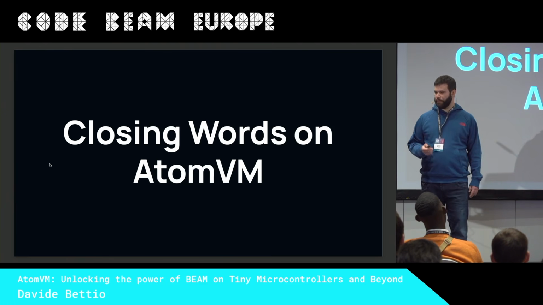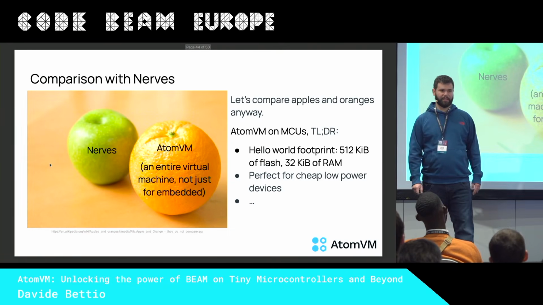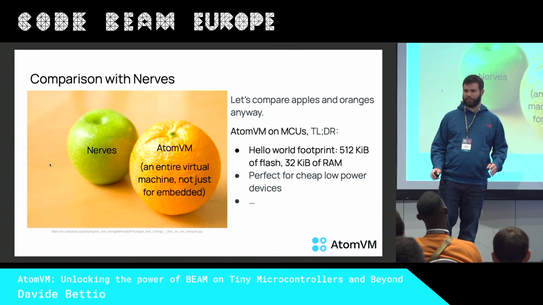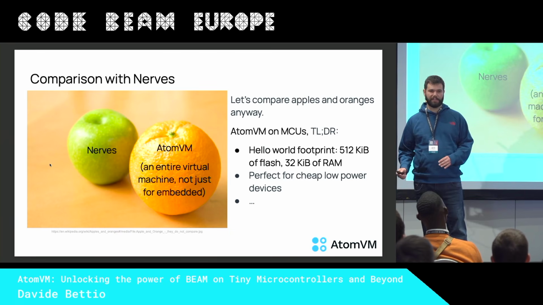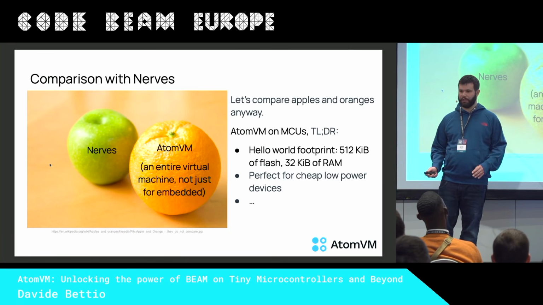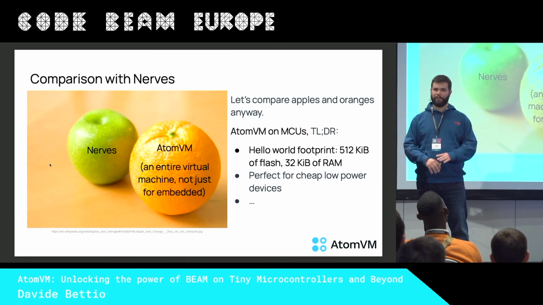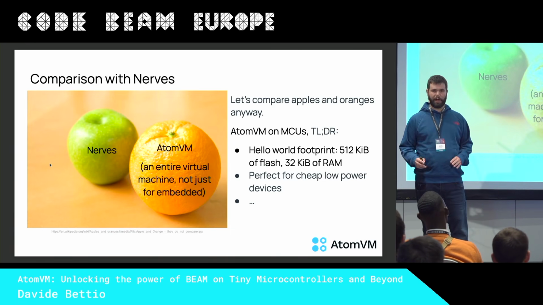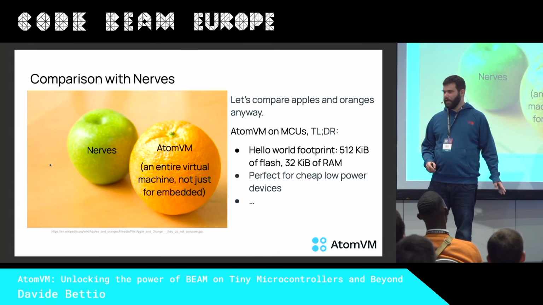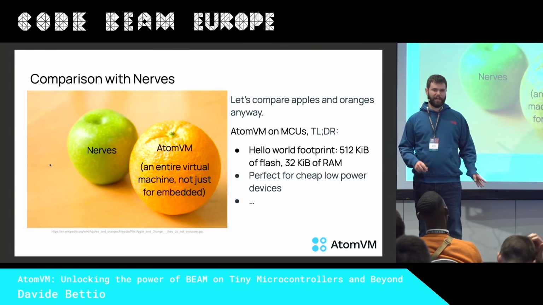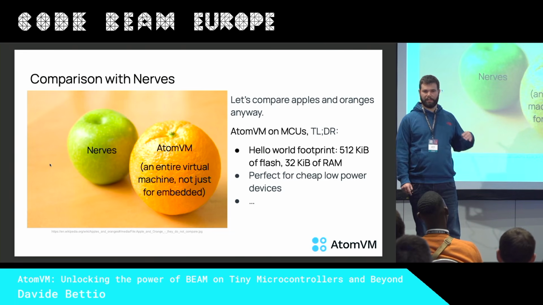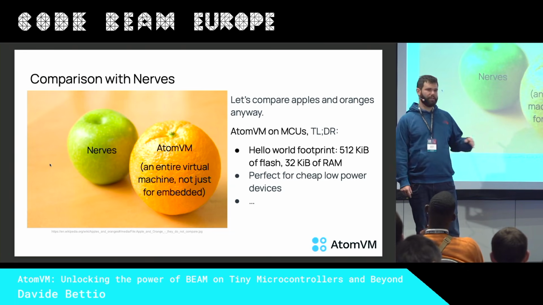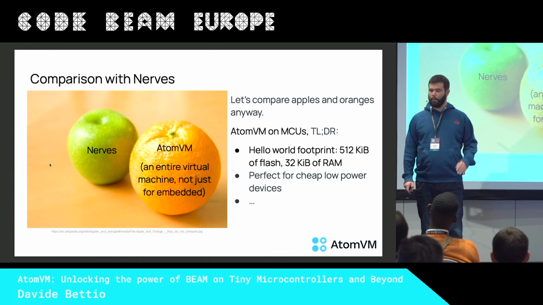And there is a kind of recurring question: what is the difference with Nerves? Well, it's a kind of apples and oranges comparison, because on the AtomVM side, you have an entire virtual machine, not just a framework or some tooling. You have an entire virtual machine. But still, if we want to do this comparison on the embedded side, we have to remember that AtomVM is focused on and targets devices that are very limited, as I mentioned. Also, they are usually very, very low power.